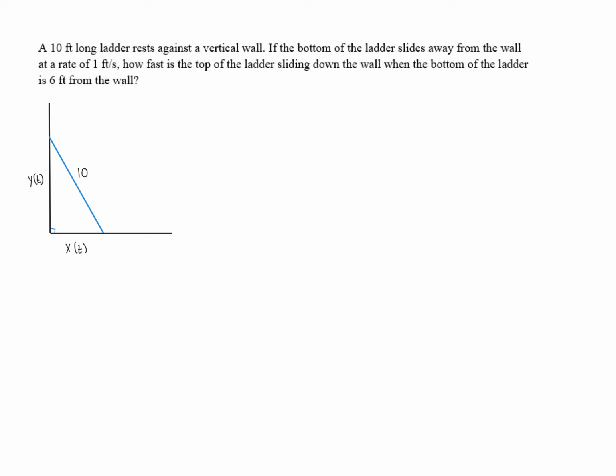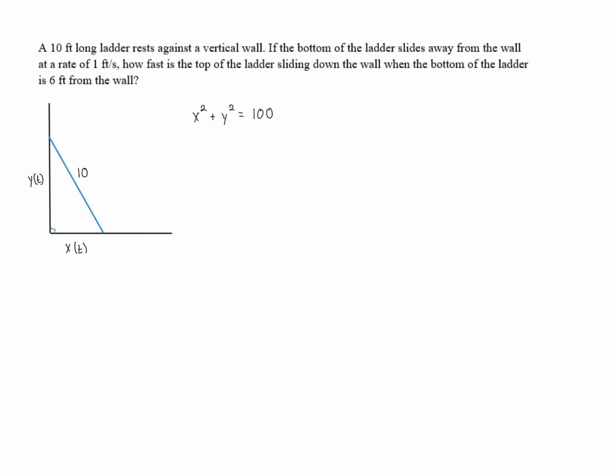Now, once we have those written, we do have a relationship between those three quantities. This is a right triangle. So the Pythagorean theorem tells us that x squared plus y squared equals the hypotenuse squared. 10 squared is 100. And so this is the equation that relates those three different quantities. Now remember, once we have an equation that relates the different quantities, we use implicit differentiation, and that will give us a relationship between the rates of change.